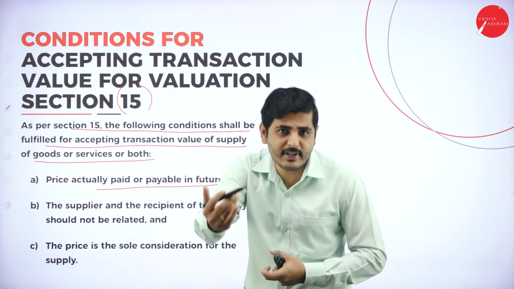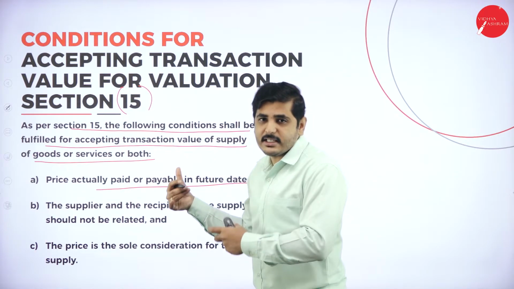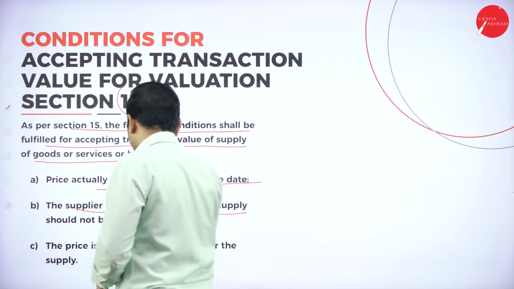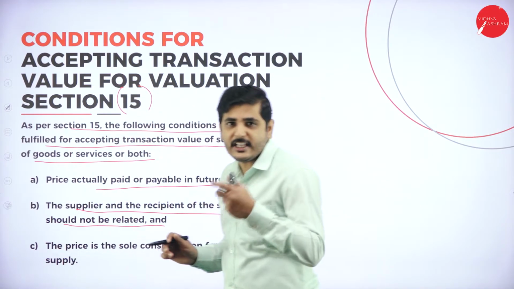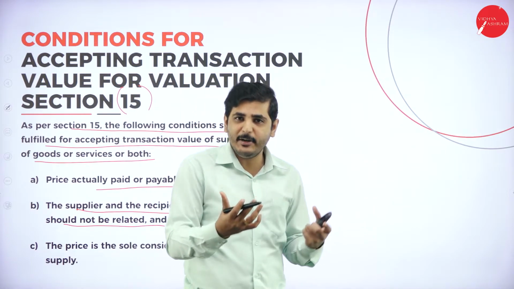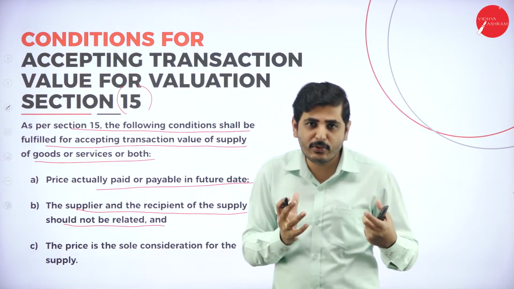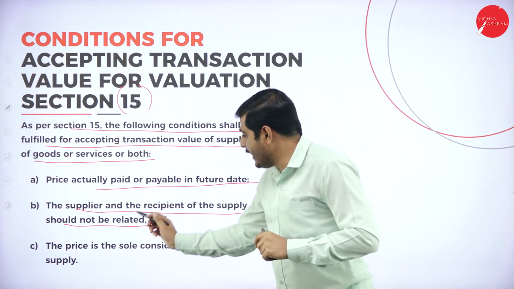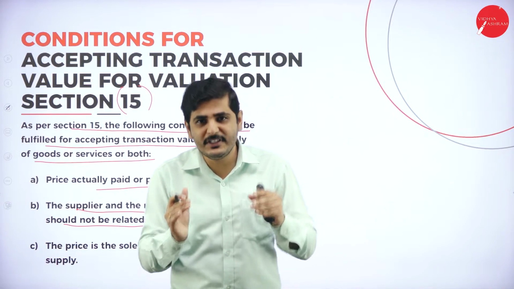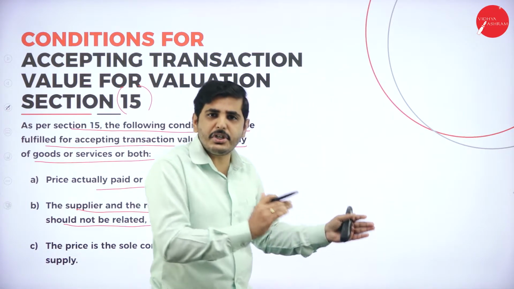On a credit transaction where we are sending the goods, that will also be considered as the value of supply. Next one, the supplier and the recipient of the supply should not be related persons. Already explained, a supplier means the person who is sending the goods, a recipient means the person who is receiving the goods. They should not be related persons, they should be unrelated persons.